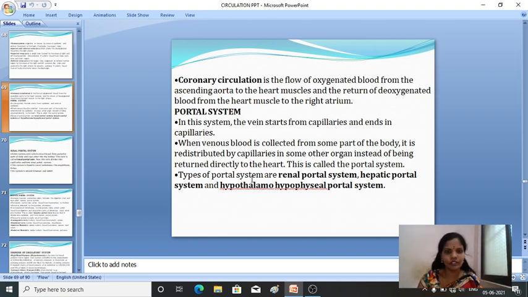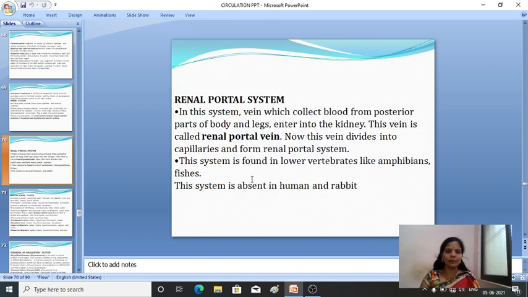We will see one by one what their types and functions are. First comes the renal portal system. Fine. In the renal portal system, the vein collects the blood from the posterior part of the body and enters the kidney.